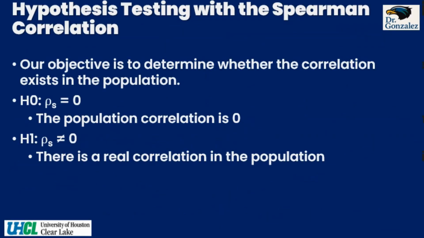So what I want you to understand is how to do hypothesis testing with that Spearman correlation. Remember, your objective in a hypothesis test is to determine whether your correlation exists in the actual population using a sample. So here I have my null hypothesis. It says the population correlation is 0. And then underneath it, my alternative is that there's a real correlation in the population.